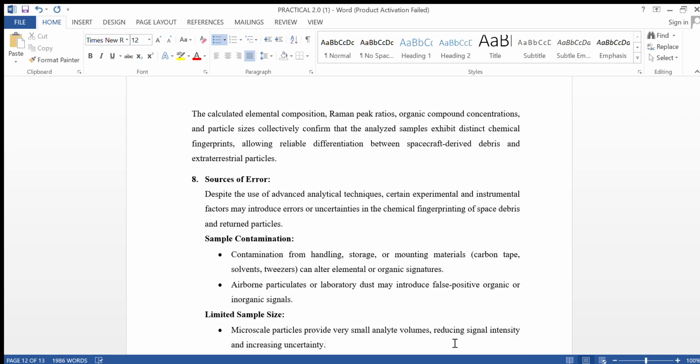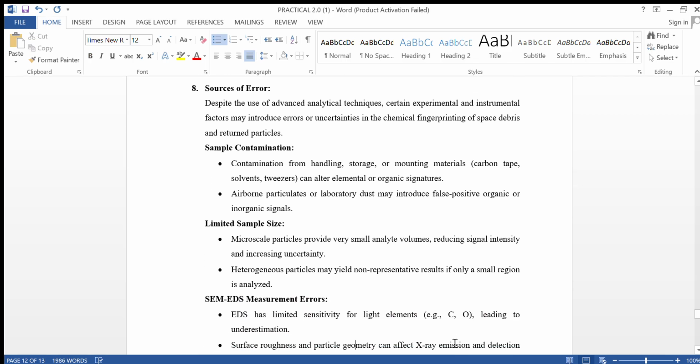Sample contamination. Contamination from handling, storage, or mounting materials, carbon tape, solvents, or tweezers can alter elemental or organic signatures. Airborne particulates or laboratory dust may introduce false positive organic or inorganic signals. Limited sample size. Microscale particles provide very small analyte volume, reducing signal intensity and increasing uncertainty. Heterogeneous particles may yield non-representative results if only a small region is analyzed.